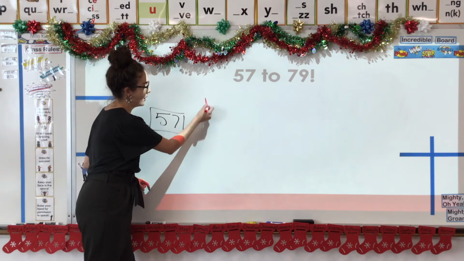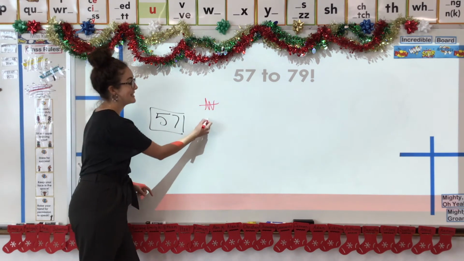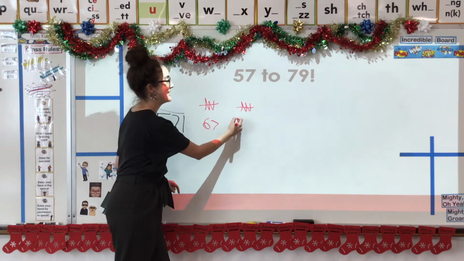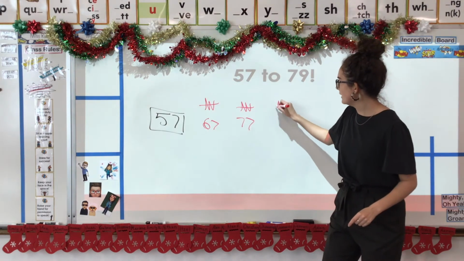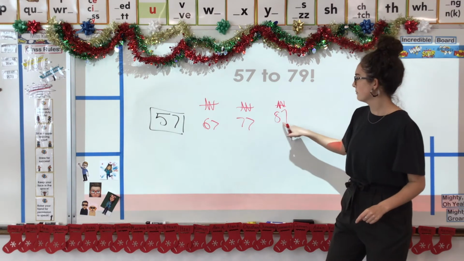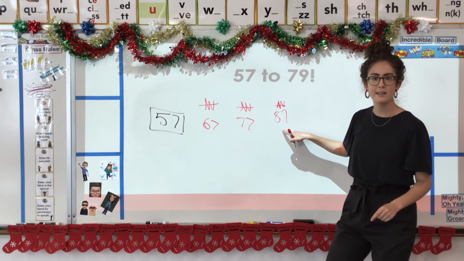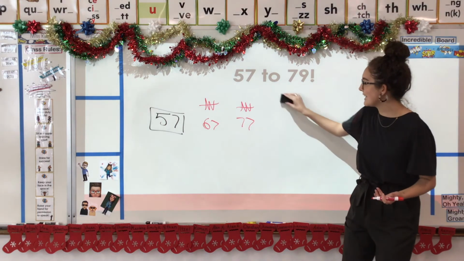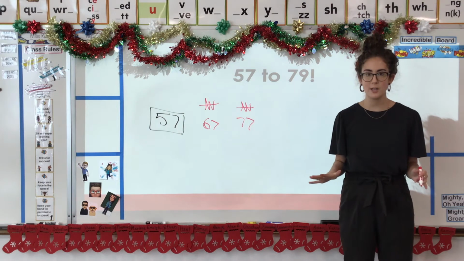So if we count up 1 ten, we're going to have 67, and then 77. Do we want to keep going? 87? Is that going to work? No, that's not going to work. 87 would go past our final place we're trying to get to.